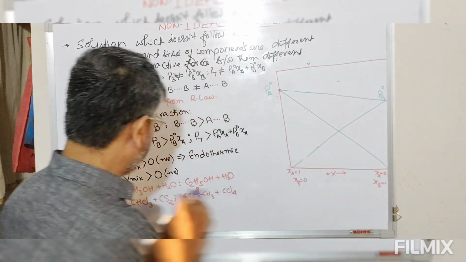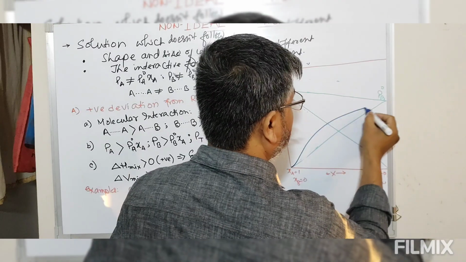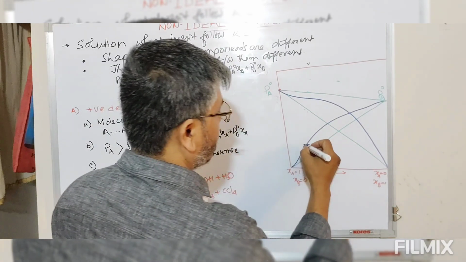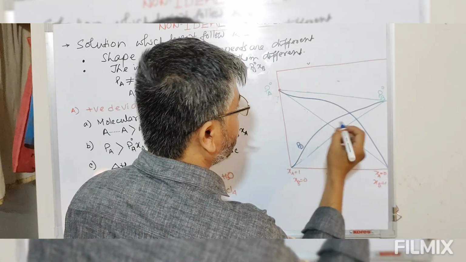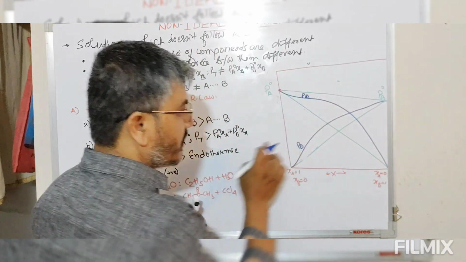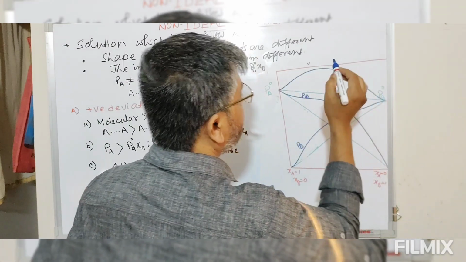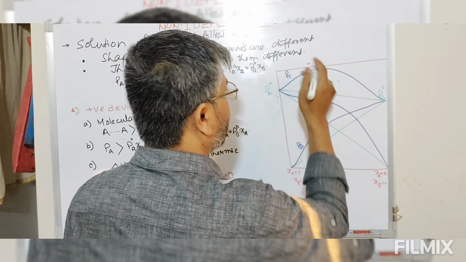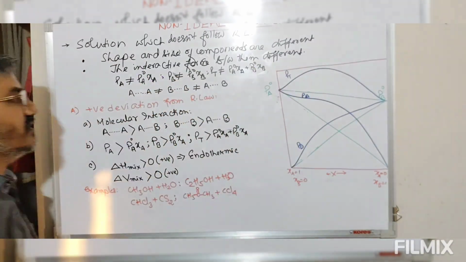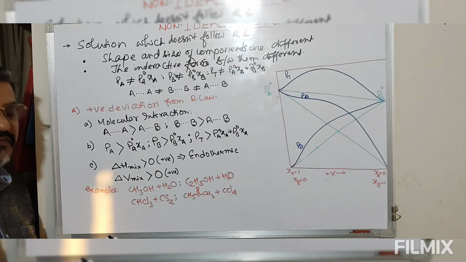So now look at this, both A and B values are greater than the ideal value. This is PB, this is PA. Since A and B are greater than the ideal value, the total pressure will also be greater than the ideal value. Since the total vapor pressure is greater than the ideal value, we say this is showing positive deviation from Raoult's law. So this is the case for positive deviation from Raoult's law.